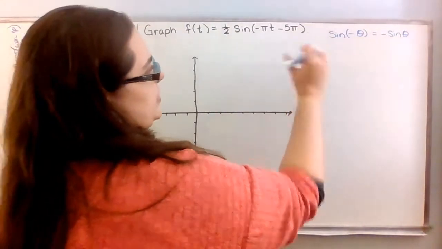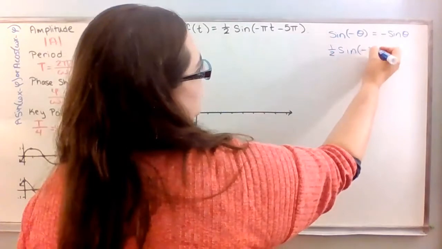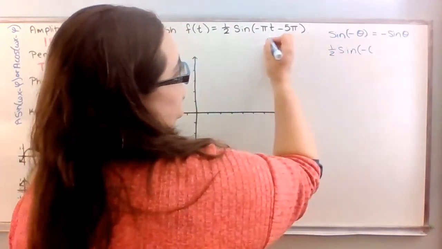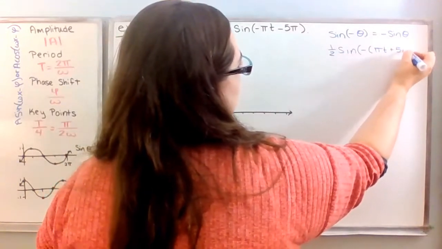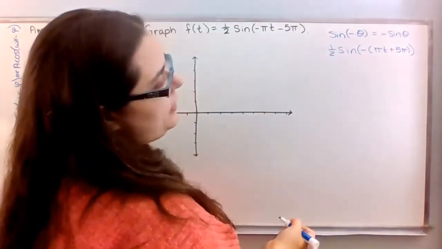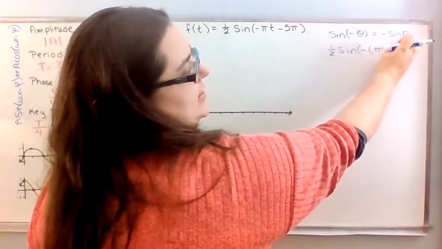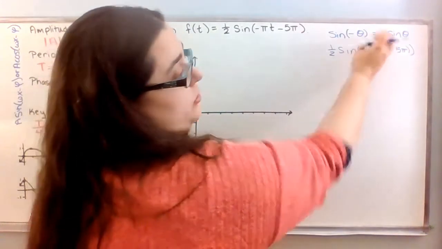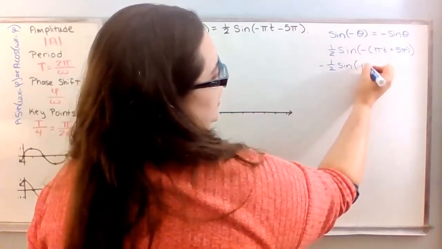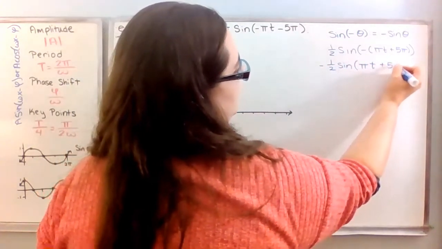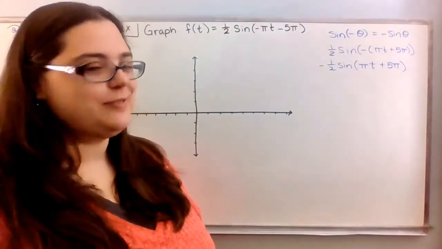So if I rewrite this function as 1/2 sine of negative and factor that out from those two terms, I get pi t plus 5 pi. And now I can rewrite it using the odd property. I can get rid of the minus inside if I throw a minus on the outside. So we have negative 1/2 sine of pi t plus 5 pi. Cool. Good start for this function.